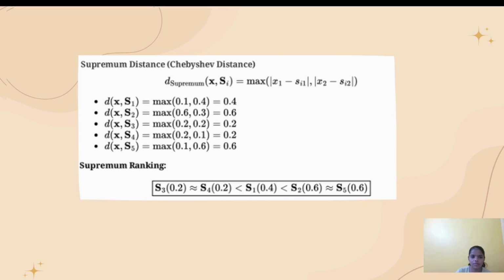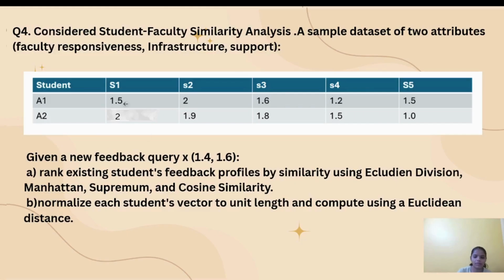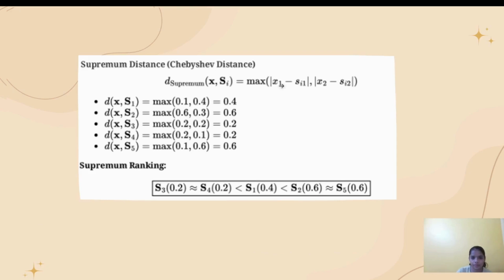So our max value here, x1 is 1.4 and x2 is 1.6 from the given query vector, and here we will substitute the attribute values of S1 for attribute a1 and attribute a2. Here we have 1.4 minus 1.5, we will get 0.1, and 1.6 minus 2, so our answer is 0.4. When we compare both the values, our max value is 0.4.